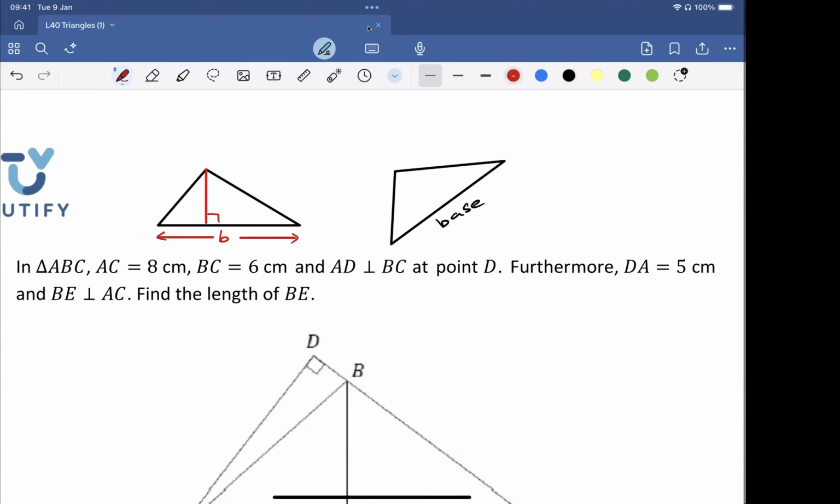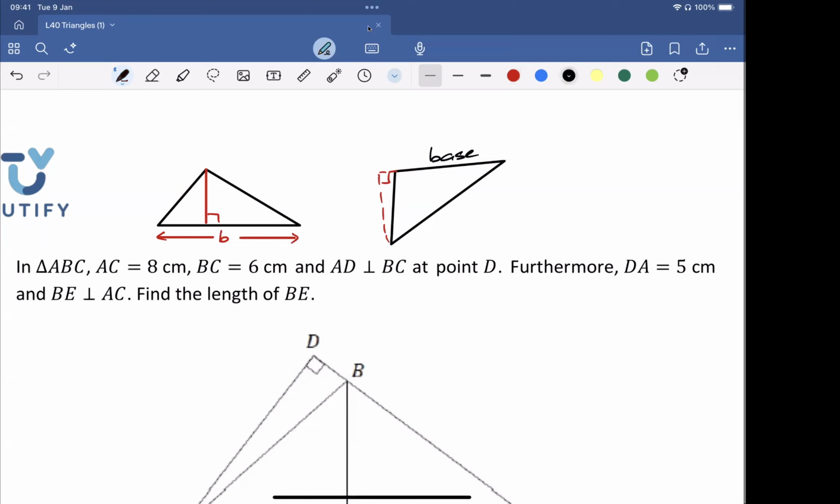The height is still going to be 90 degrees to the base. Right, students? What if I tell you that the base is on top here. Is it possible? Yes, of course it is possible. Only that the height must be 90 degrees to the base. So students, the base of a triangle can be anywhere, as long as the height is 90 degrees to the base.